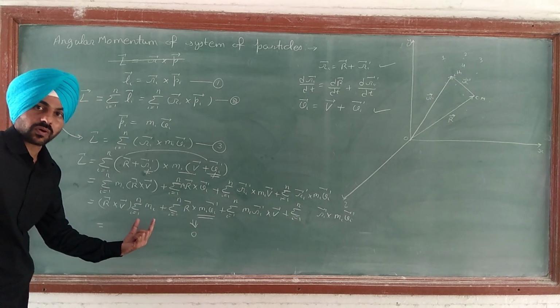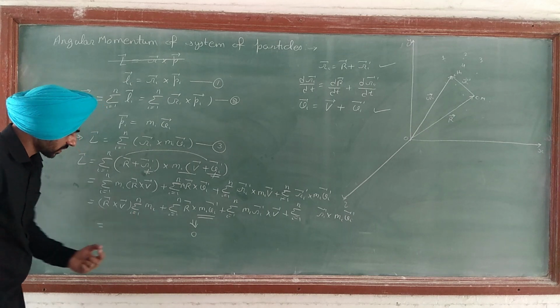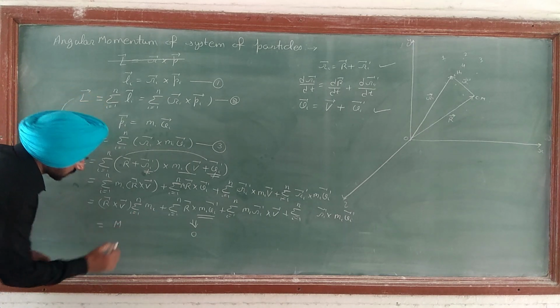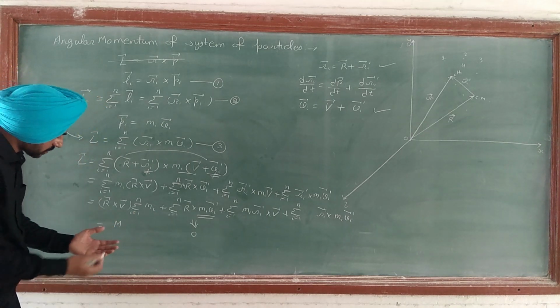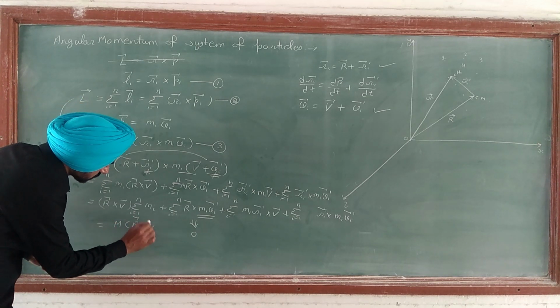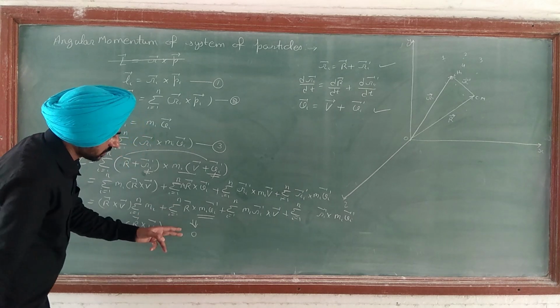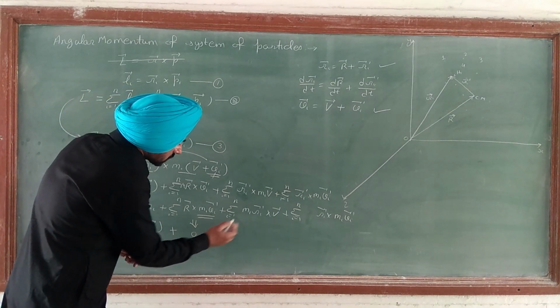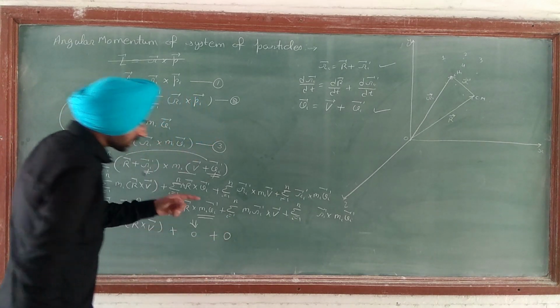So this equation can be written as summation 1 to n mi, that is the sum of the masses of all particles in the system. This is always represented by capital M as we discussed in the previous lecture. So this is the total mass of the system into R cross V, plus this term is 0, plus this term is also 0. Why is this term 0?